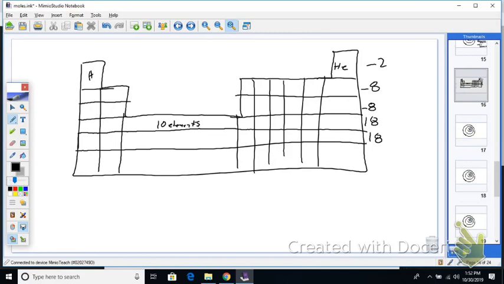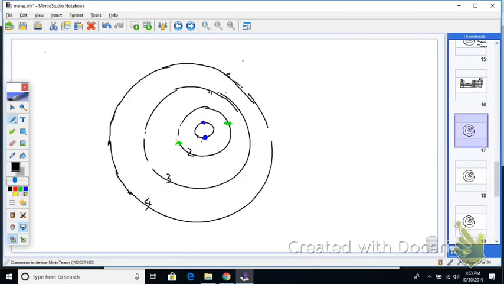So, if you notice, as you go down the columns, they increase by 8 from helium down to the next element, which is neon. And then neon to argon increases by 8. And then argon to krypton increases by 18. So that has something to do with the orbitals that we've been taking a look at.